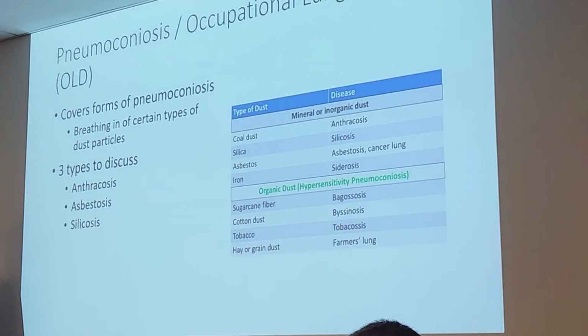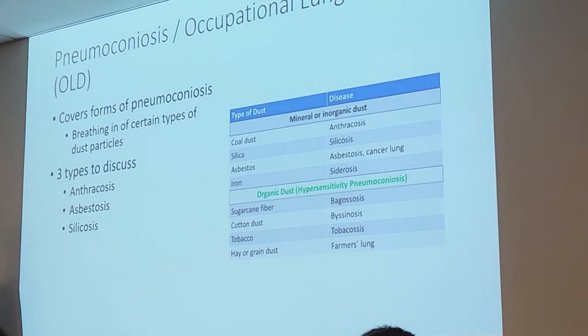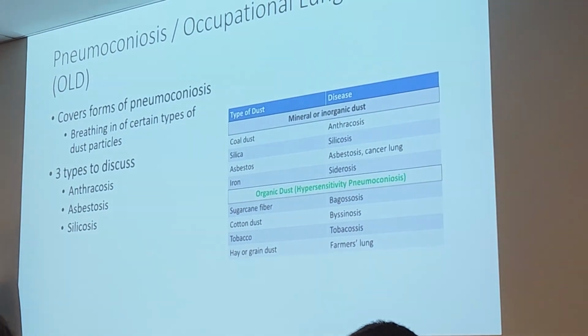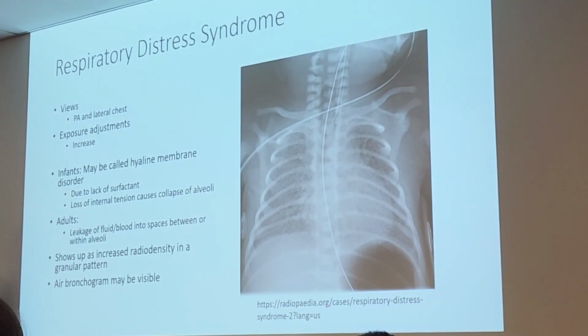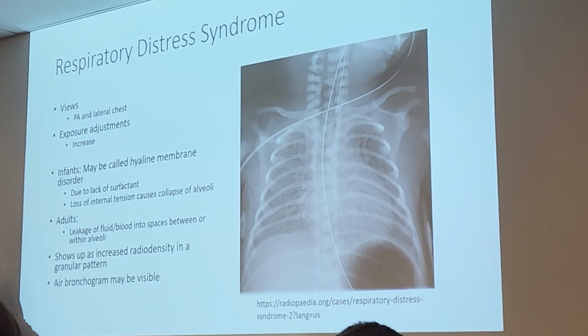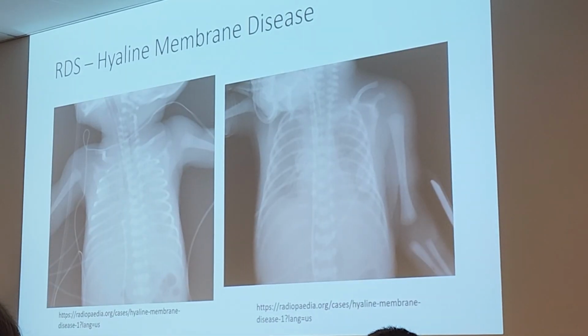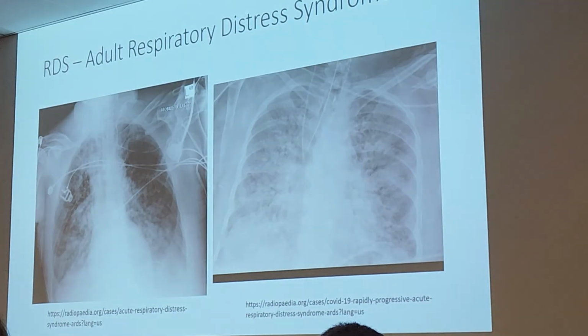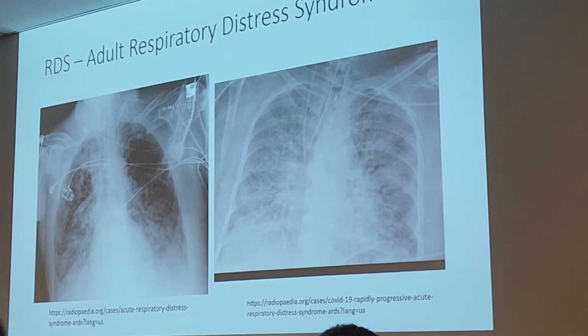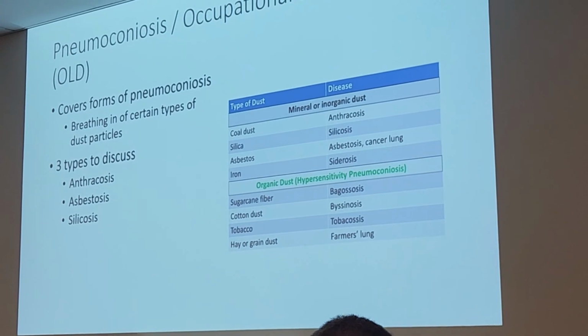The infant one is called hyaline membrane disorder, but in the adults it's called respiratory distress syndrome. Is that only a difference in name, or is the condition different? Same condition.